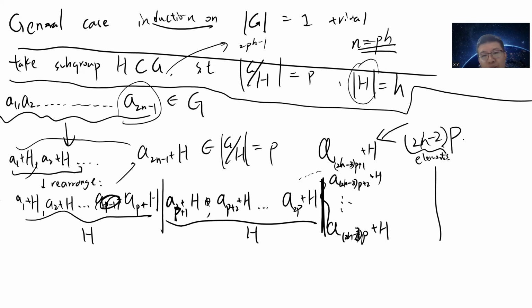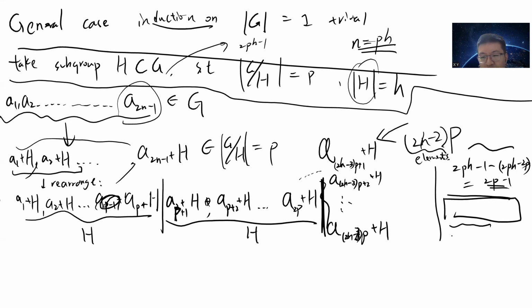And I have used 2PH minus 2P, right? So there are remaining 2PH minus 1 minus (2PH minus 2P), so I have remaining 2P minus 1, right? For the final remaining 2P minus 1, I can apply the final Cauchy-Davenport again. So there will be some rest of them, which let me just relabel to be A of (2H minus 1) times P plus H, up to A of 2HP plus H. Sorry, this is minus 2, this is minus 1. So (2H minus 1) times P plus H, and then (2H minus 2)P plus H.